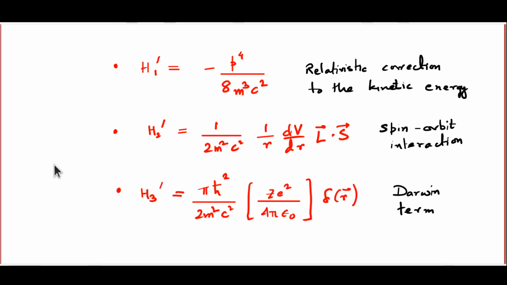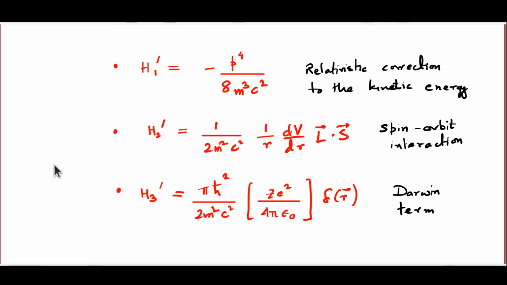1 by 2 m squared c squared times 1 by r dV dr, where V is the standard Coulomb potential, times an L dot S. Now this is the only term where the spin angular momentum makes an appearance. All other terms in the Hamiltonian, both in H0 and H prime, are independent of the spin. But this will play a very important role.